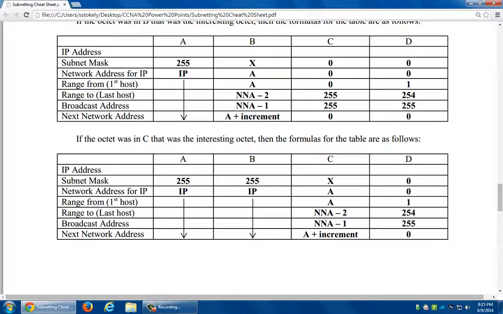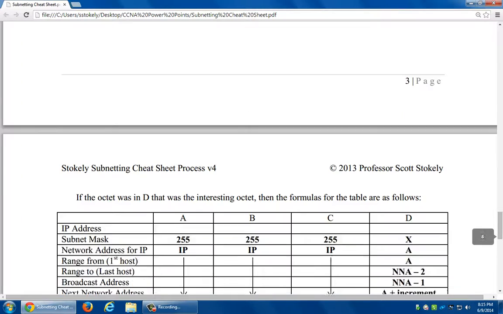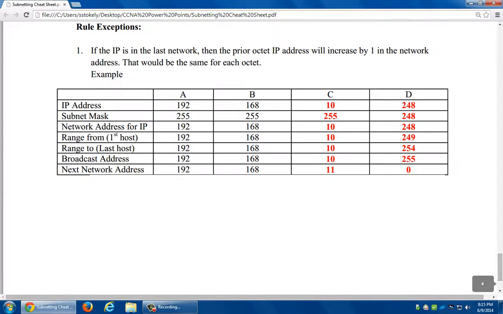Now, with every rule, there's always an exception. And the exception for this one is that when you're in class D, or octet D, if you're at the end or your last true network segment, your next network will increase by 1. So notice that's an 11, not a 10. That's the only exception.